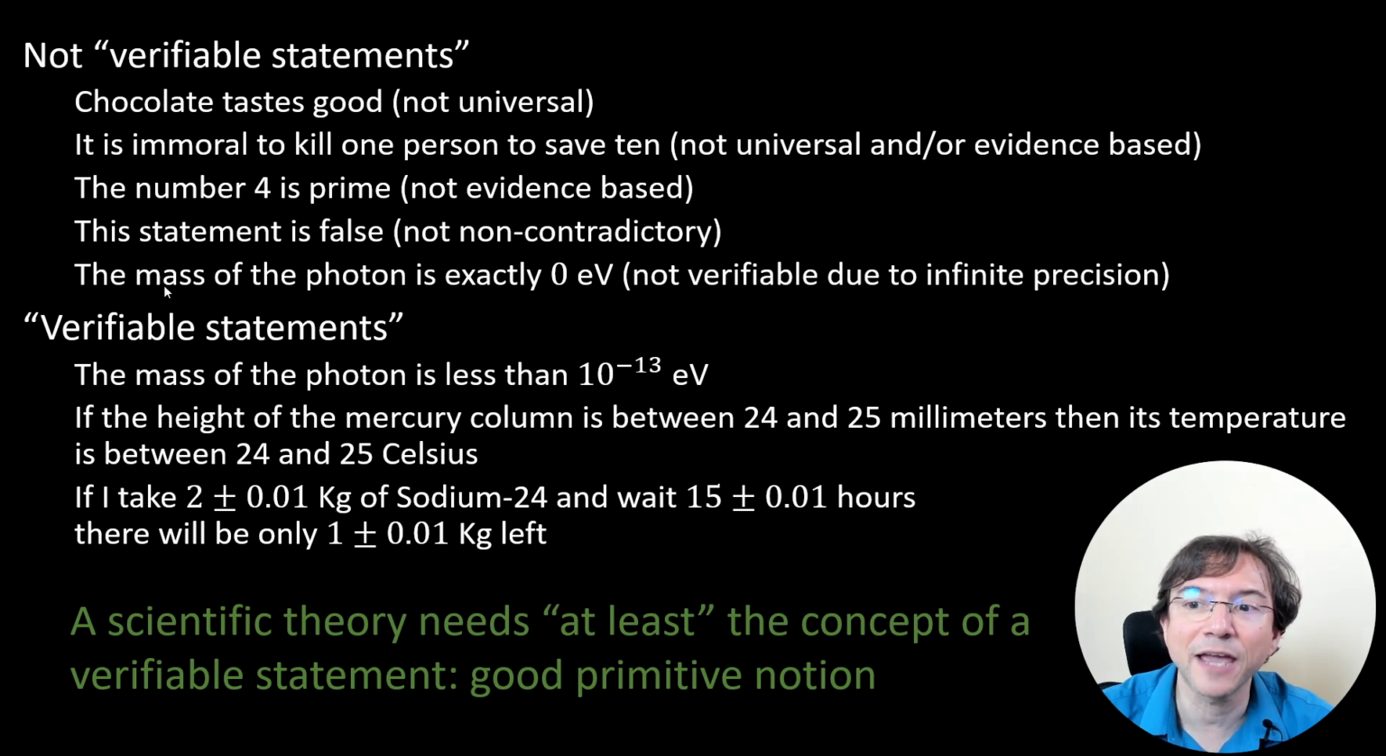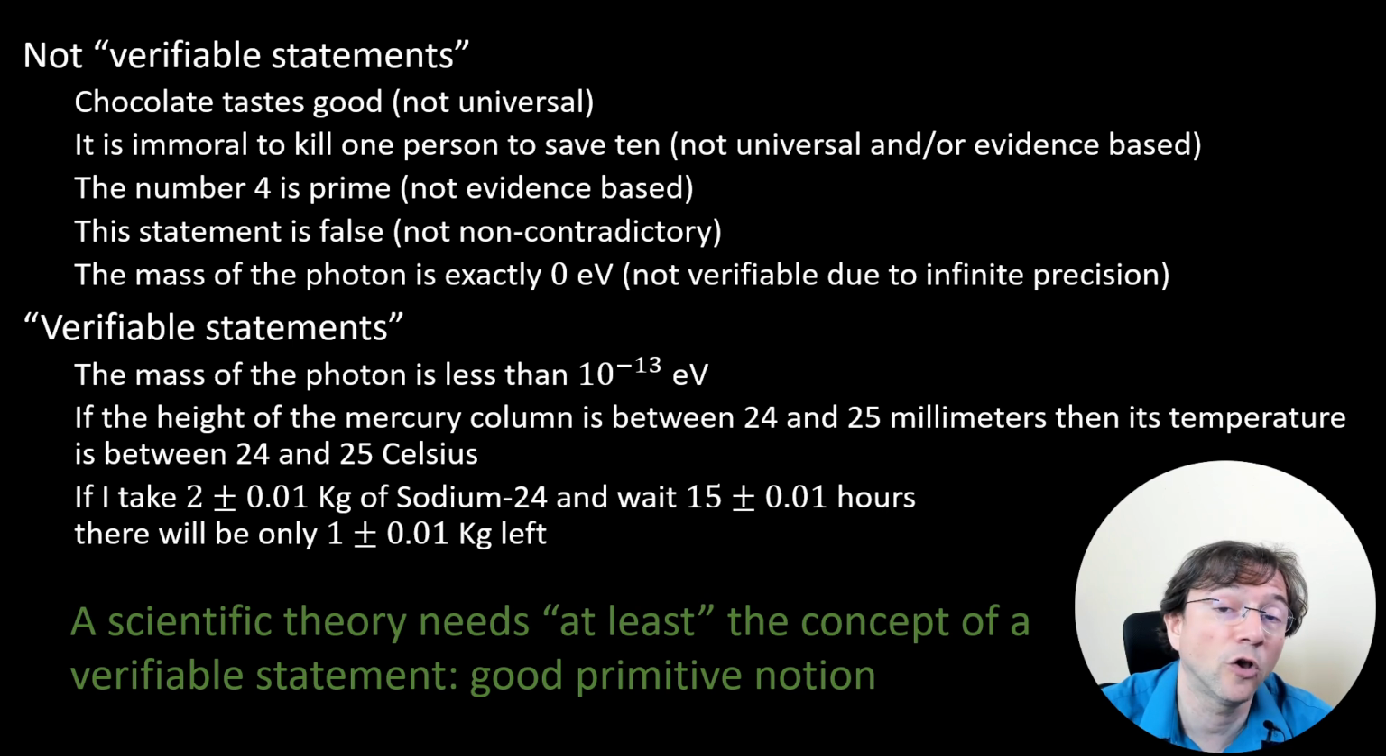And then there are things like the mass of the photon is exactly 0. These are things that you might think, oh, it's verifiable because it's connected to experimental evidence. Well, it's not verifiable because of the infinite precision. We are never going to be able to say that the mass of the photon is exactly 0. What we're going to be able to say is something like the mass of the photon is less than 10^-13 electron volt. That we are able to say, in fact, we know it is true because experimentally we find that it's true.